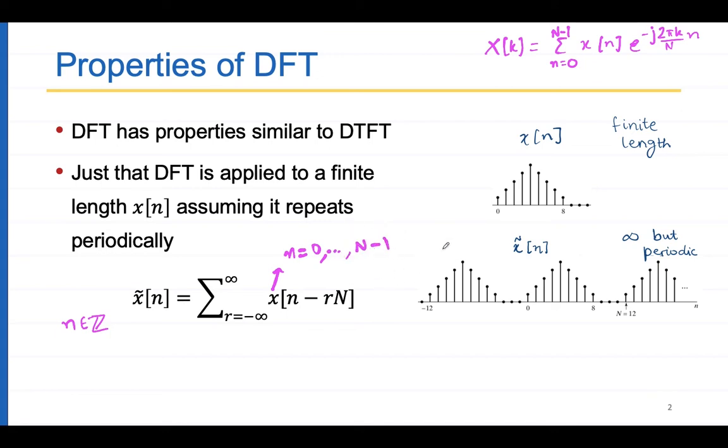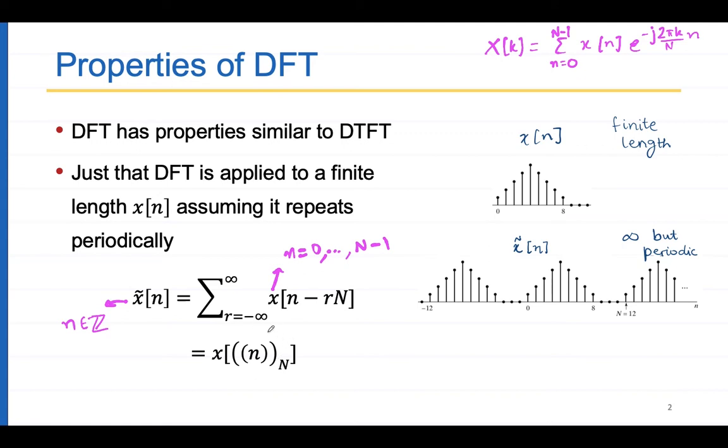So how do you represent it? This is how you do it. This is non-zero for only these values and 0 otherwise. So your x is non-zero only for these n's and 0 otherwise, but x tilde n is non-zero for all these n's, which means that it is basically a repeating version of x[n].